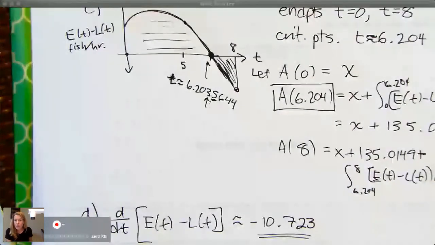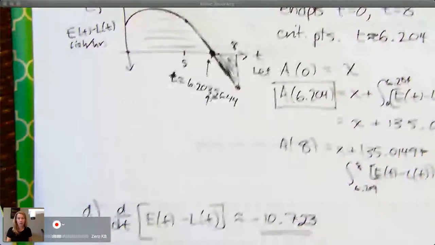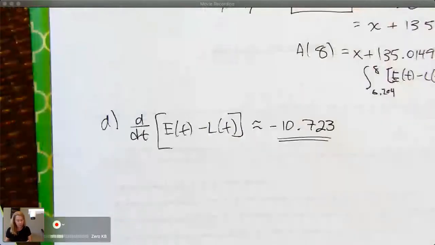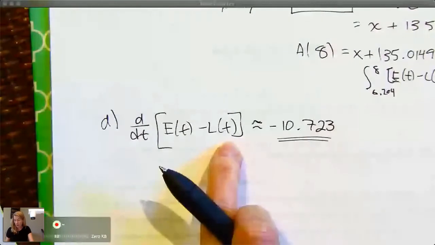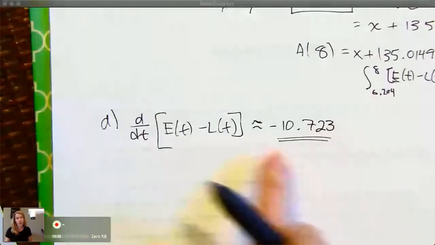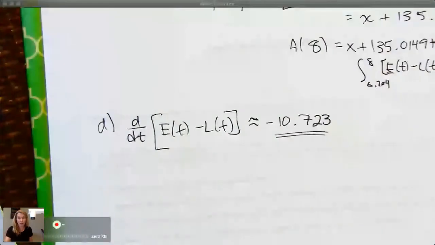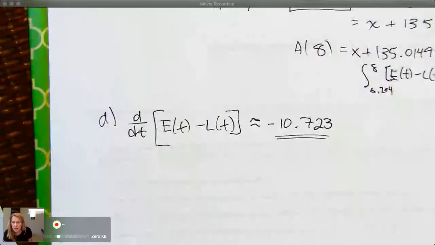If you say the rate of the rate is negative as a justification, is that okay? Yes, but again, you want to put things in terms of the context of the problem. And so what I would say is the rate of change of E of t minus L of t is negative, meaning that the rate of change of the rate of change of fish is negative. If you say the rate of the rate is negative, yes. Okay.